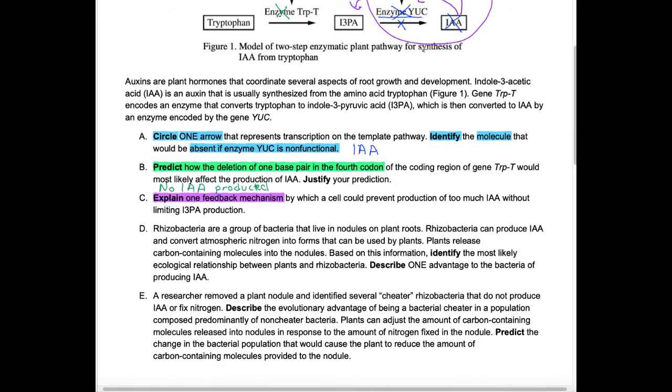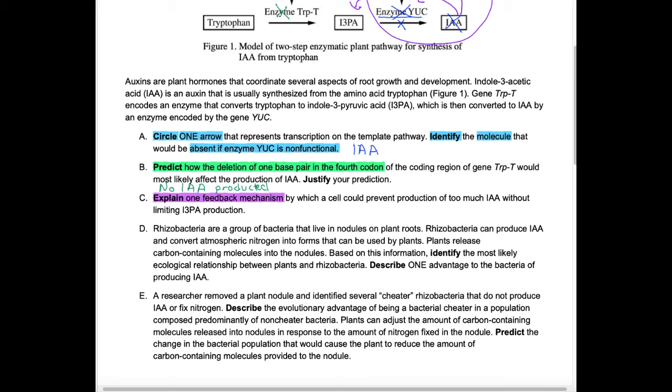Scrolling down, Part D is going to indicate that rhizobacteria are a group of bacteria that live in nodules on plant roots. Rhizobacteria can produce IAA and convert atmospheric nitrogen into forms that can be used by plants. Plants release carbon-containing molecules into the nodules. Based on the information, identify the most likely ecological relationship between the plants and the rhizobacteria. Describe one advantage to the bacteria of producing IAA.